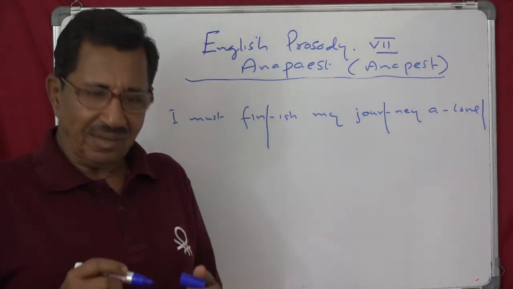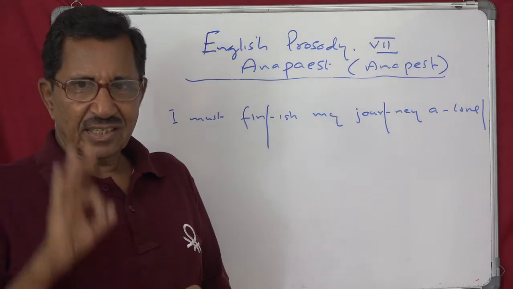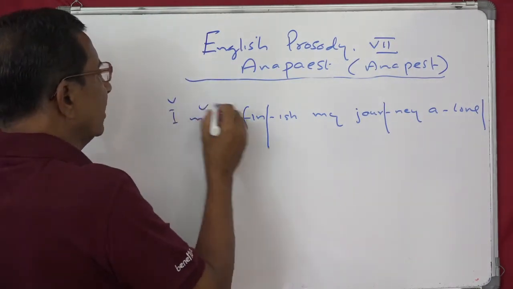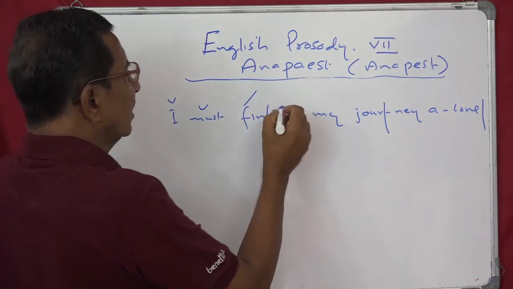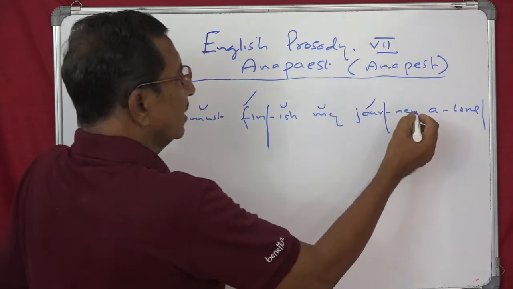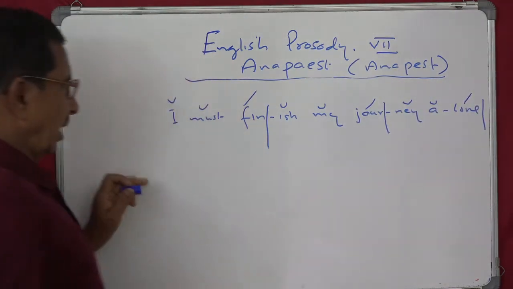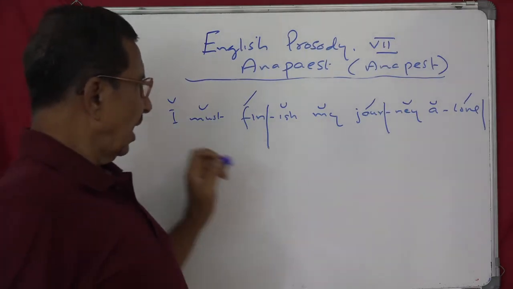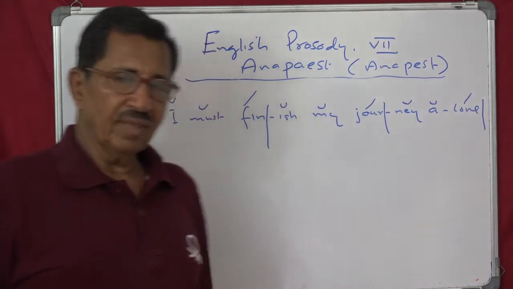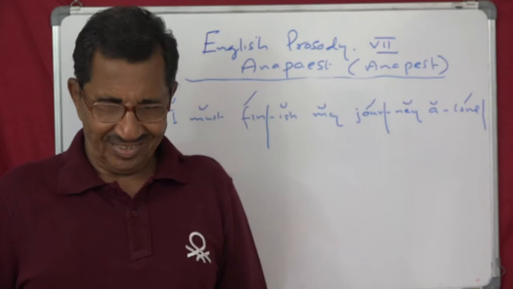Anapaest and trimeter. Trimeter means 3 feet. It's a 3 feet line. So it is marked like this: I must finish my journey alone. I must finish my journey alone.